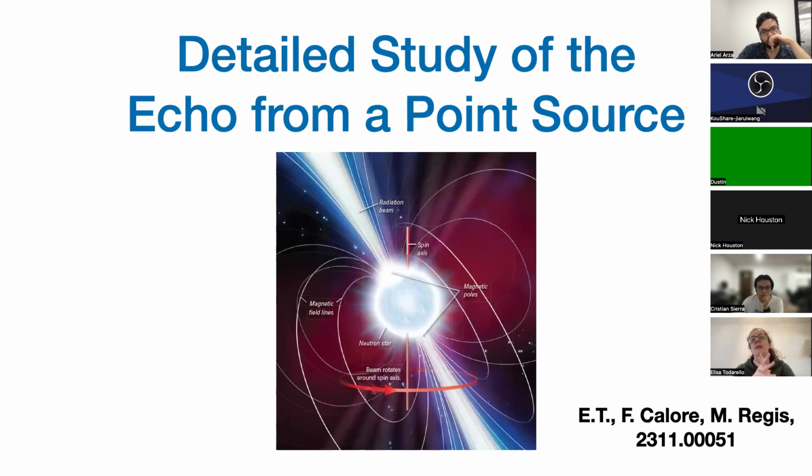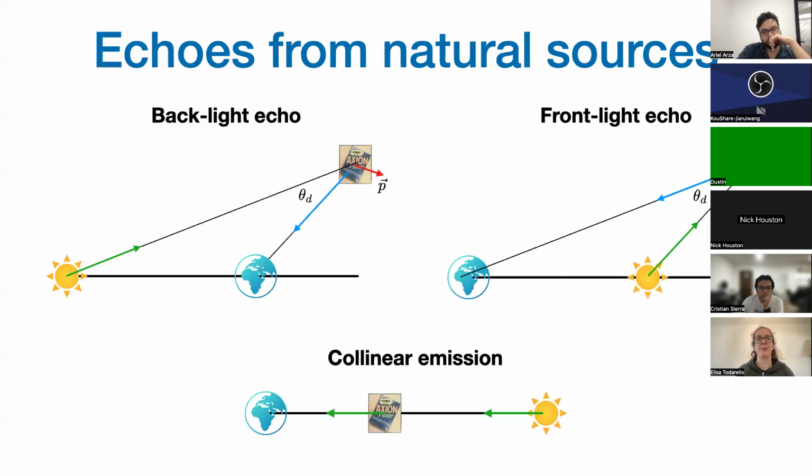Okay, so in this paper that I did with Calore and Regis, we did a detailed study of the echo from a point source. In particular, we used pulsars. So what happens when you have a point source, let's say a star or something that we idealize as a point source, that emits radially and isotropically in all directions.